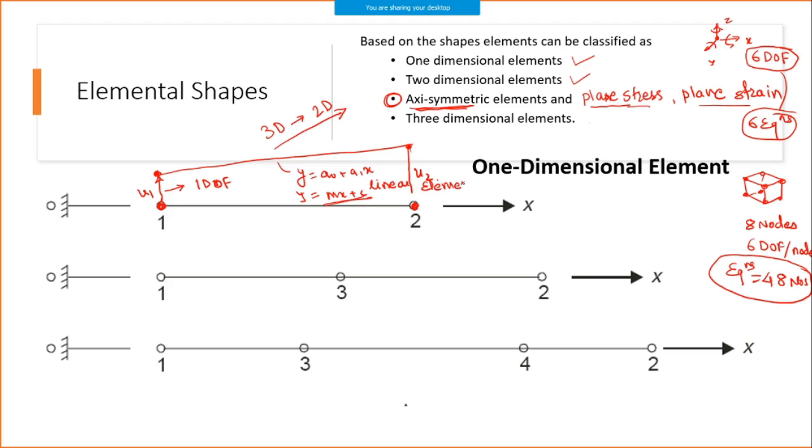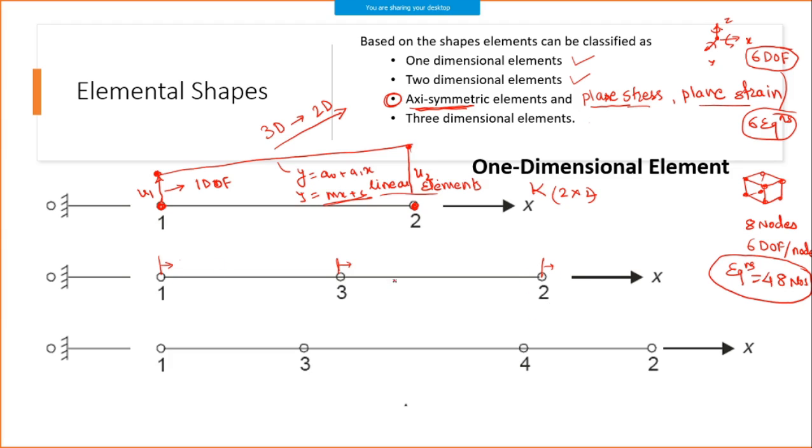It is called linear because it shows the deformation behavior of an element in linear fashion, following a straight line or linear equation to represent that behavior. If I include one more node in between, this is my first DOF, then second DOF, then third DOF. In the linear element I will have a 2 by 2 matrix, and the stiffness matrix is 2 by 2.